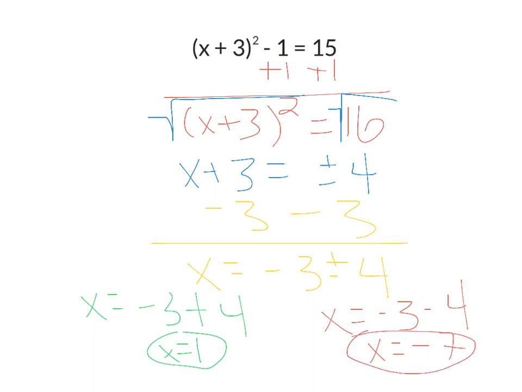We can check these both by plugging them in. 1 plus 3 is 4. 4 squared is 16. 16 minus 1 is 15. That checks out. If I plug in negative 7, negative 7 plus 3 is negative 4. Negative 4 squared is 16, and 16 minus 1 is 15.